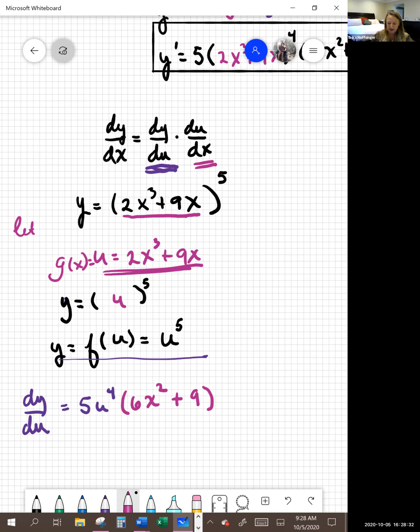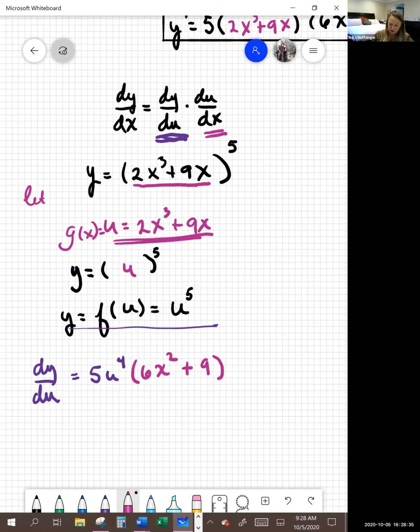The problem is we need to go back and substitute in what u is. U is this, though. And so we get dy du is equal to 5 all times u, which was this whole stuff, 2x cubed plus 9x. This is all raised to the fourth power, all times this 6x squared plus 9.